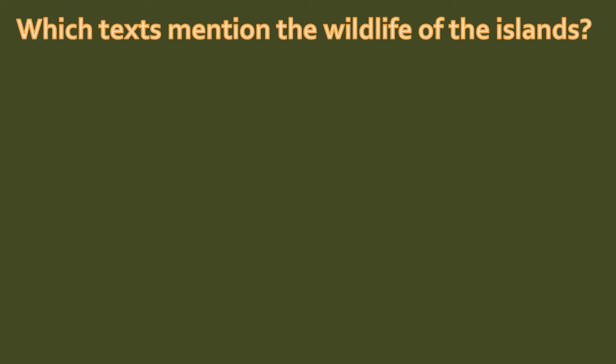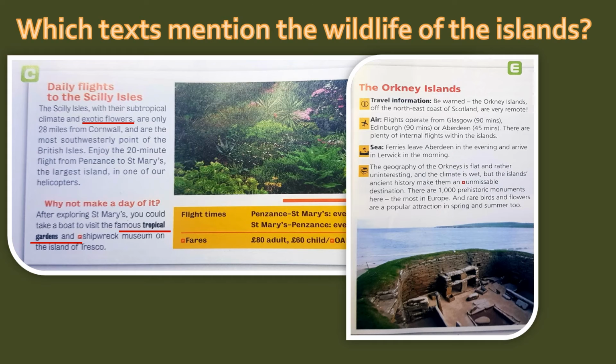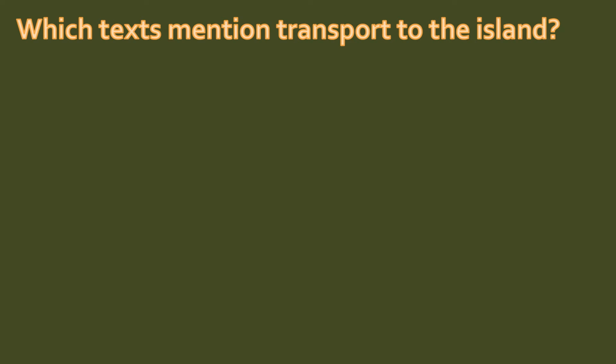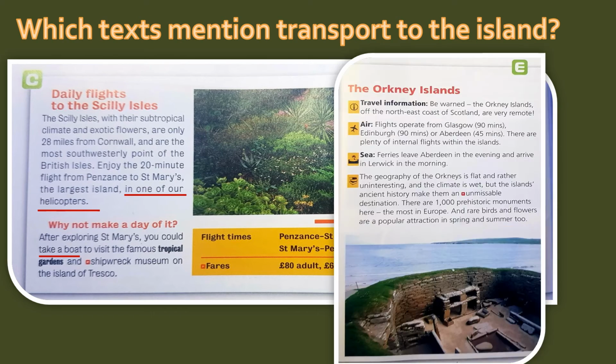The next question. Which texts mention the wildlife of the islands? In text C, we can read about exotic flowers and tropical gardens. And text E shows that there are rare animals and flowers on the Orkney Islands. Question 4 was, which texts mention transport to the island? Text C has the information that we can get to the Scilly Isles by a helicopter or a boat. And text E mentions airline flights.